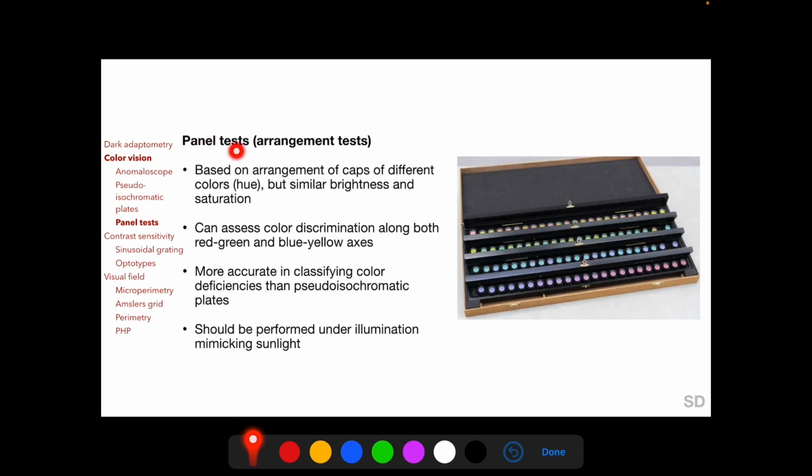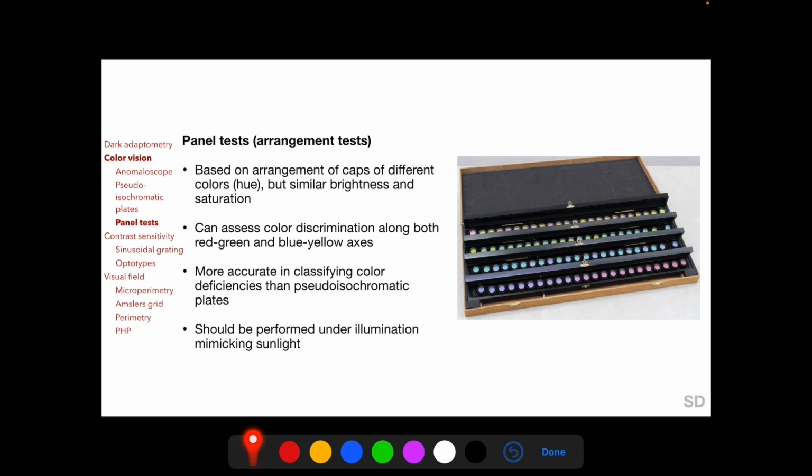Then we have the panel tests or the arrangement tests, which are based on the subject arranging caps of different colors or hue, and in each row the first and the last cap are fixed in position, and the remainder of the caps have to be arranged by the patient according to his perception of color transition from the first and the last cap. Such tests are available on the internet and the listeners can try it out themselves.